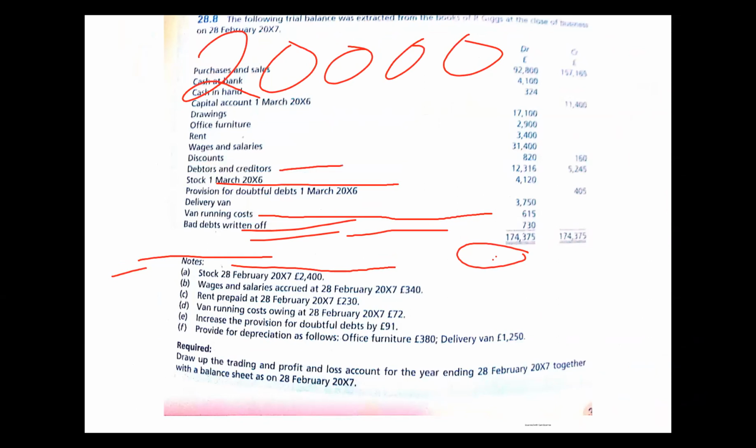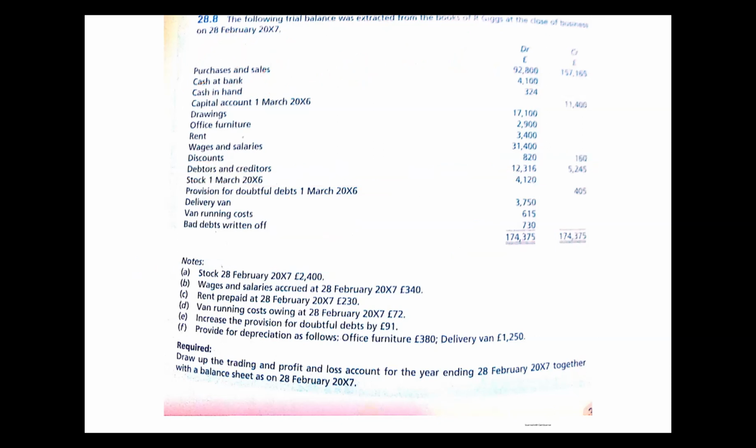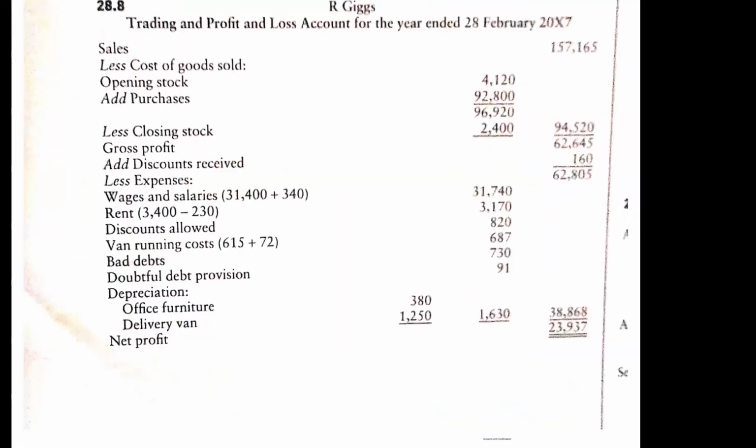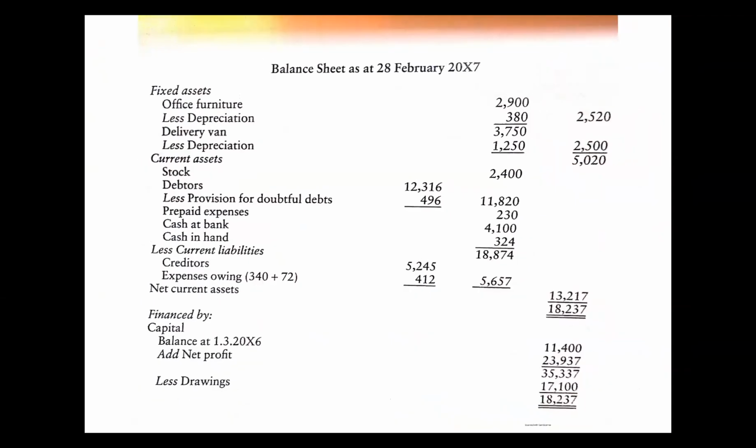The creditors are here, right? The first part has debtors, so these are debtors. Then the other part is for creditors. They are there on the trial balance, okay? You pick that from the trial balance. And so you have the creditors, and you record the amount for the creditors.